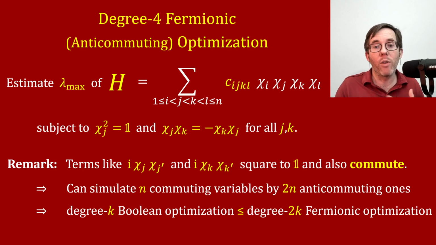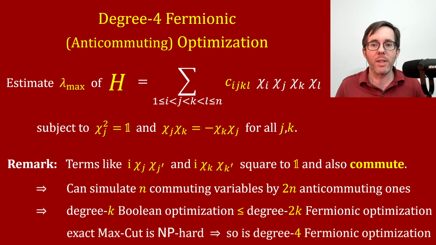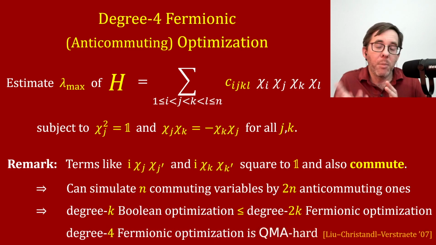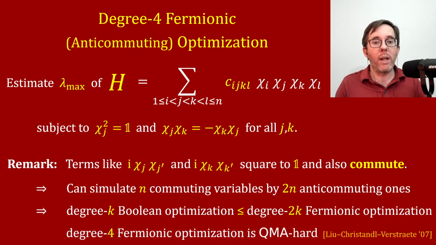For example, the degree 4 fermionic problem we're interested in is at least as hard as degree 2 Boolean optimization, which includes max cut, for example, as a special case. So this proves that our degree 4 anti-commutative problem is NP hard. In fact, a similar argument can be used to show that the task is QMA hard.